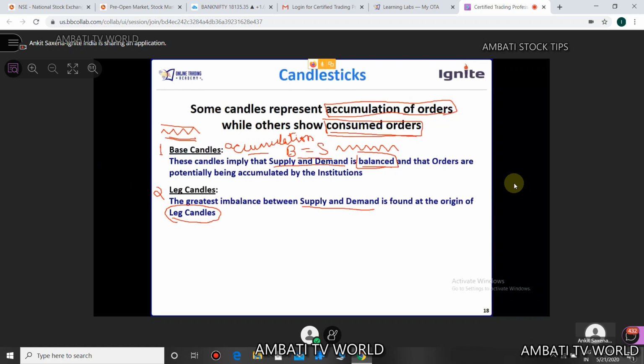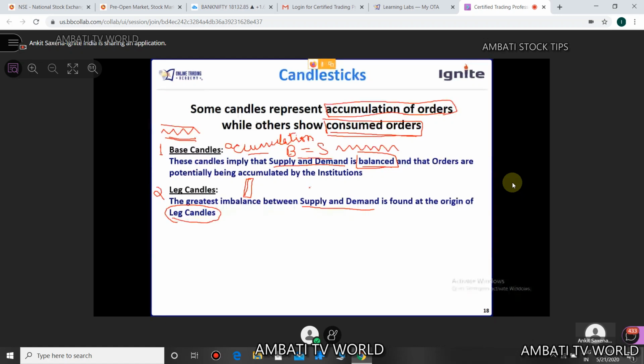Similarly, in the leg candles, the greatest imbalance between supply and demand is found at the origin of the leg candles. Leg candles are like this. Here in the leg candles, you will find an imbalance, which means either the sellers will be more or the buyers will be more.